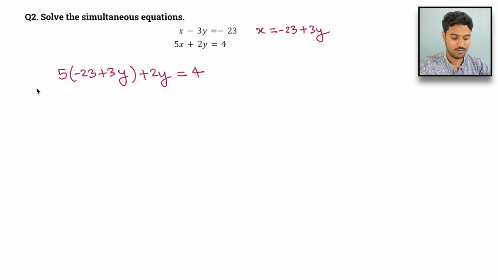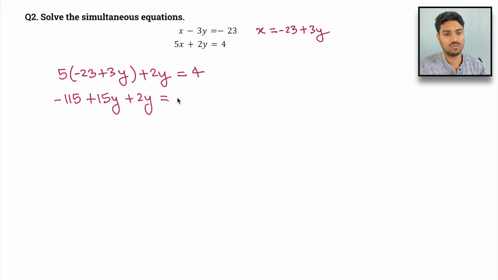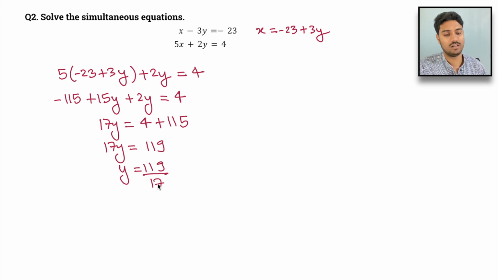So 23 multiplied by 5, that's 115 with a negative sign, plus 5 3s are 15y plus 2y equals 4. So 15 plus 2, 17y equals 4 plus 115, that is 119. 17y equals 119. y equals 119 divided by 17. So the value of y is 119 divided by 17, which is 7. So the value of y is 7.